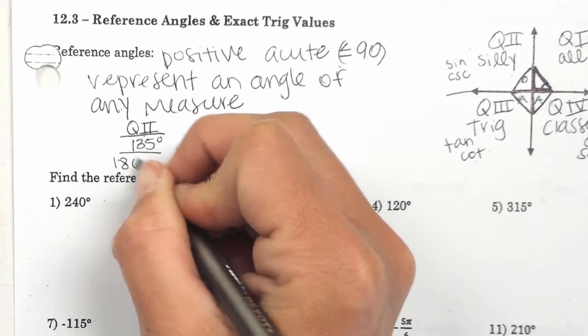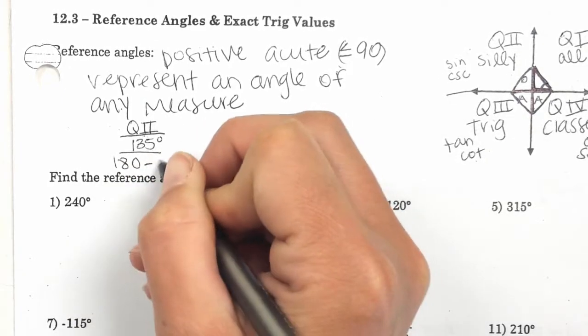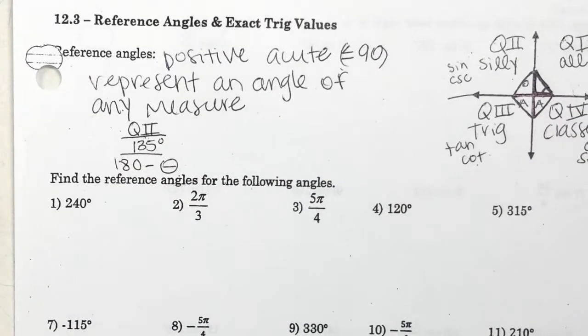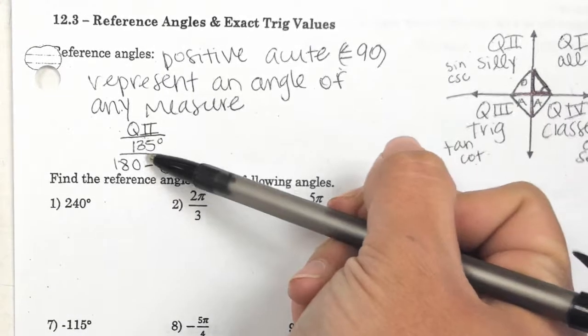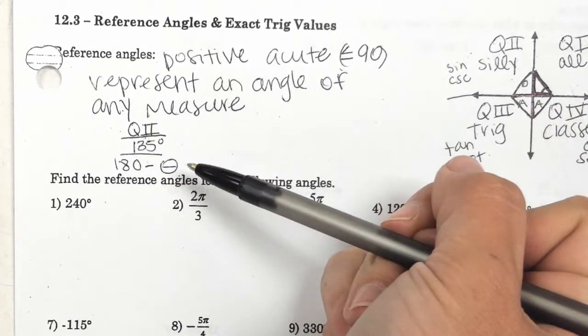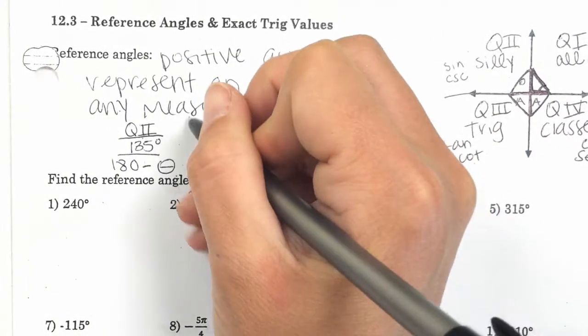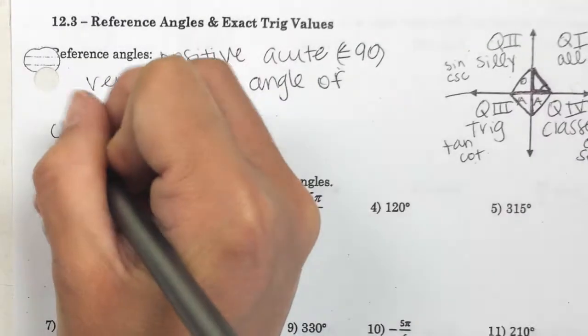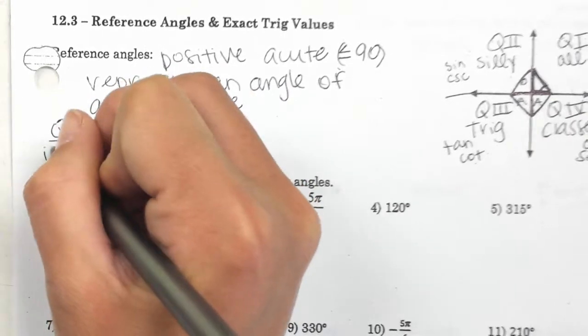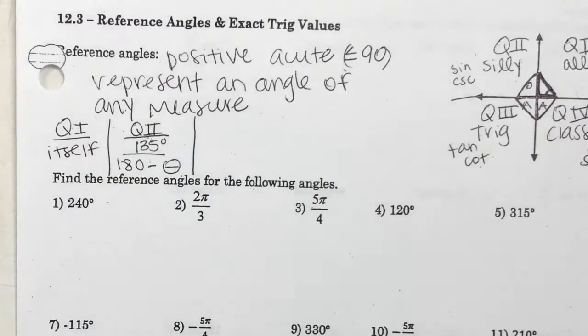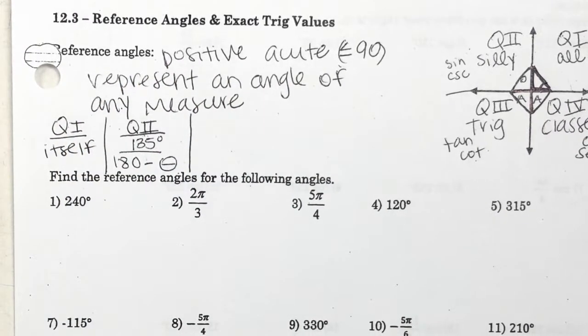So to find the reference angle, if it's in quadrant 2, here's the formula. You'll do 180 minus, and I'm going to put theta, and theta just means whatever angle you're given. So if we wanted to find the reference angle for 135, we just do 180 minus 135. Okay? That's if it's in quadrant 2. I'm going to just put over here quadrant 1, you can just write this itself, because everything in quadrant 1 is going to be an acute angle anyways, right?